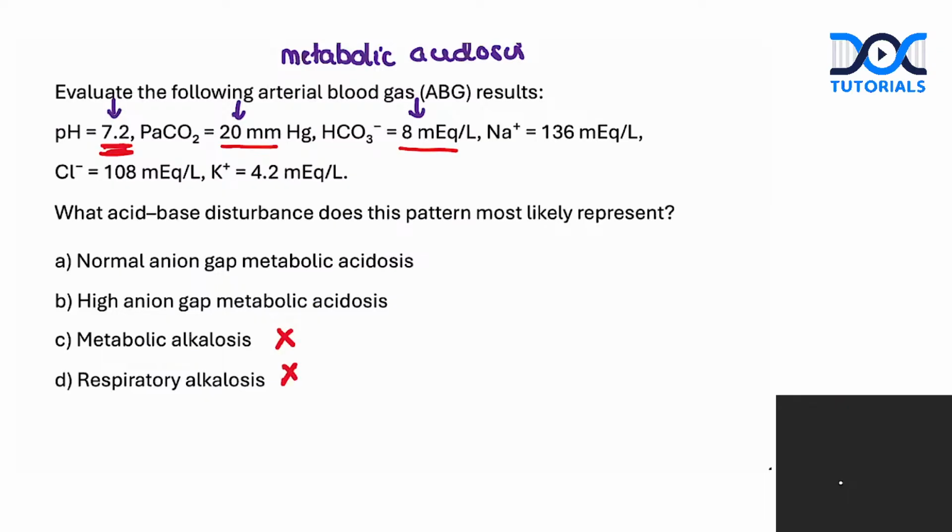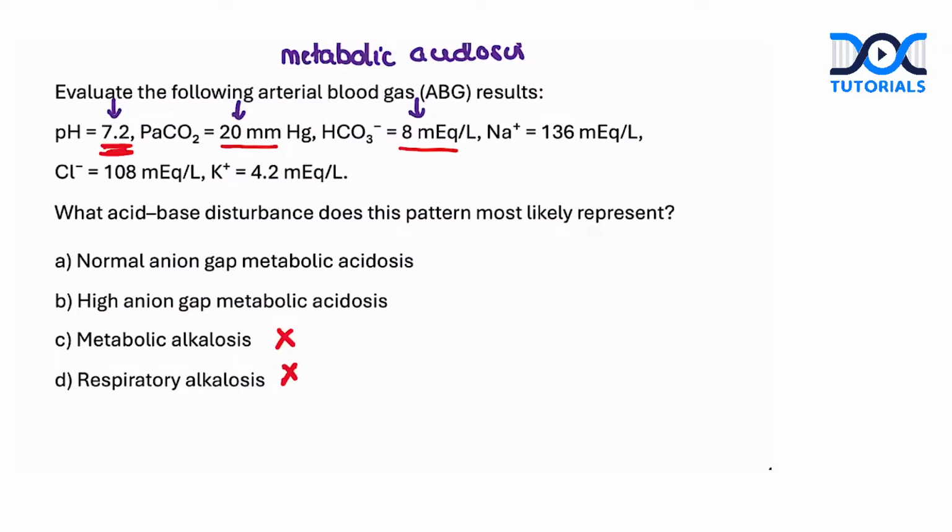Now they're asking, is it high anion gap or normal anion gap? So what is the anion gap here? Sodium 136 minus the chloride plus bicarbonate, correct or not? So it is 136 minus chloride 108 plus bicarbonate 8. It is 136 minus 116, which is 20.